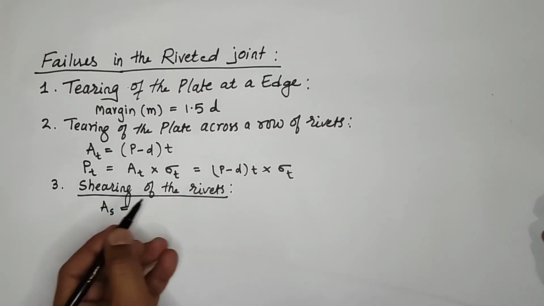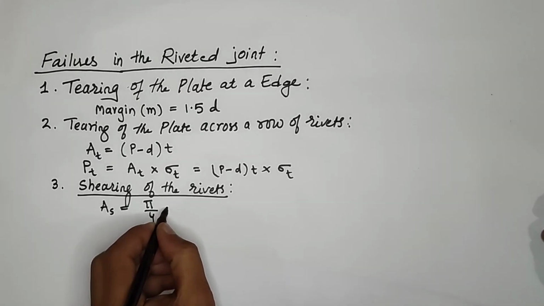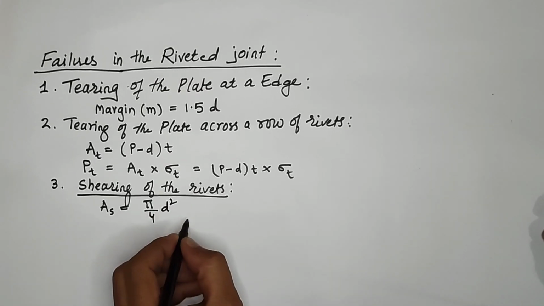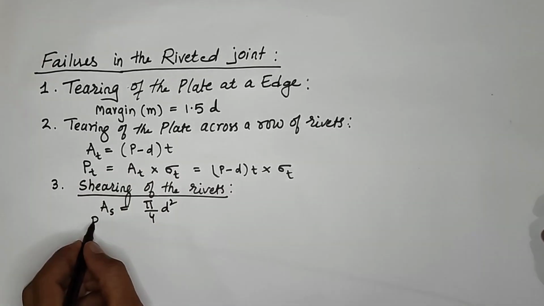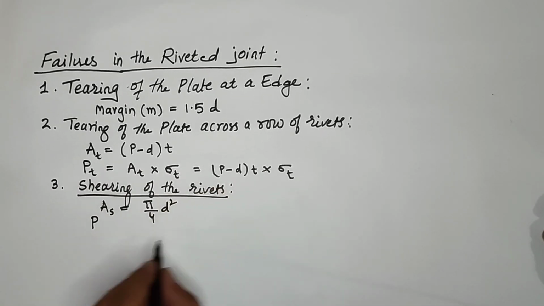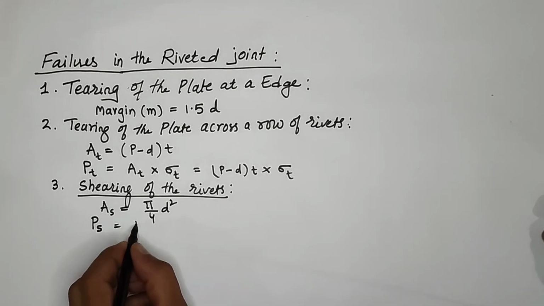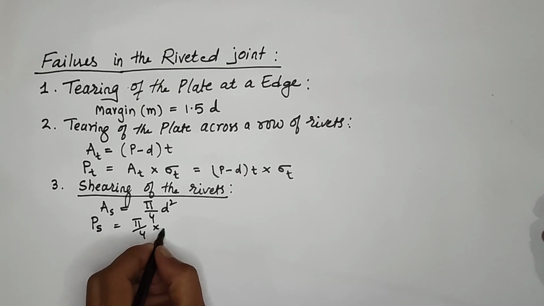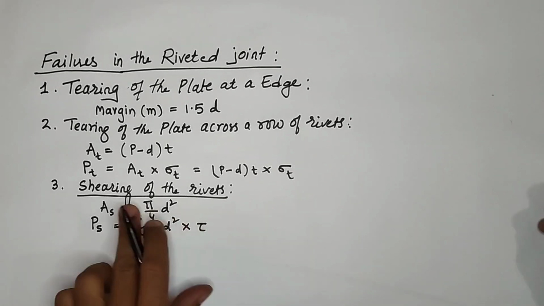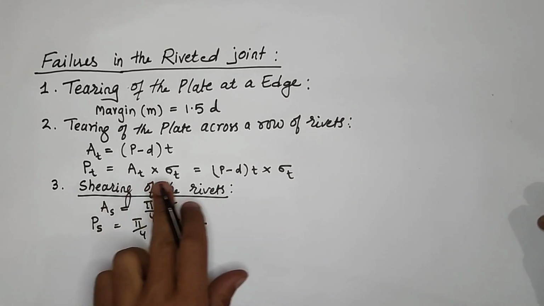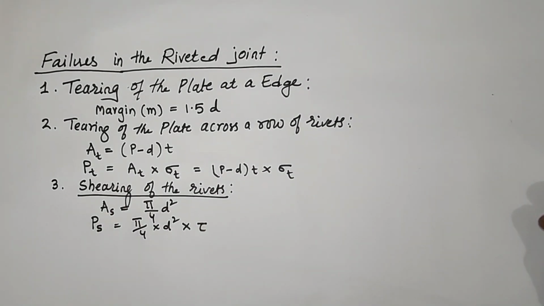So for rivet, only diameter is taken. So area will be pi by 4 for a circular section, D square. Okay, like this. And the shearing strength of the rivets per pitch length, that is P suffix S, is pi by 4 into D square into tau. Tau will be taken for the shearing. For the tensile, sigma T. For the shearing, tau will be related.